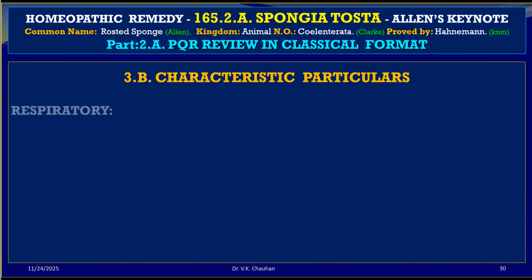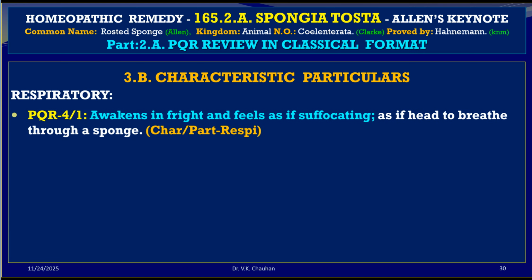Next, we'll go to the respiratory system. Now we see PQR 4: awakens in fright and feels as if suffocating, as if had to breathe through a sponge. So generally the patient who sleeps at night has a suffocative feeling, gets up and has difficulty in breathing. Breathing through spasm means he has difficulty not only inhaling but also exhaling. This is a very important symptom.